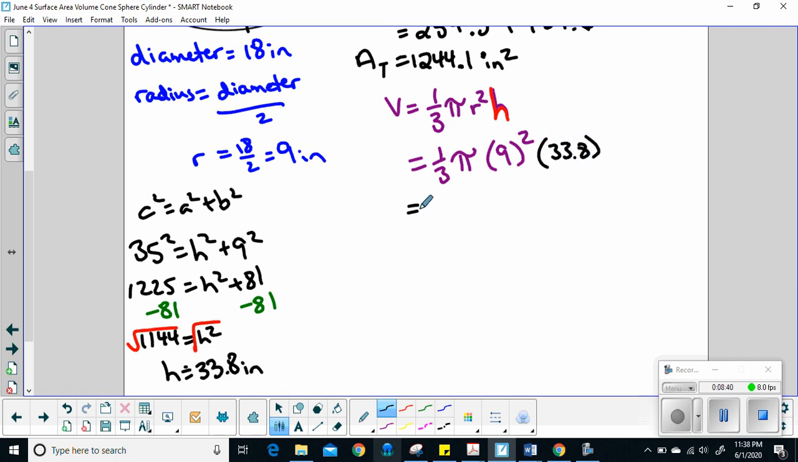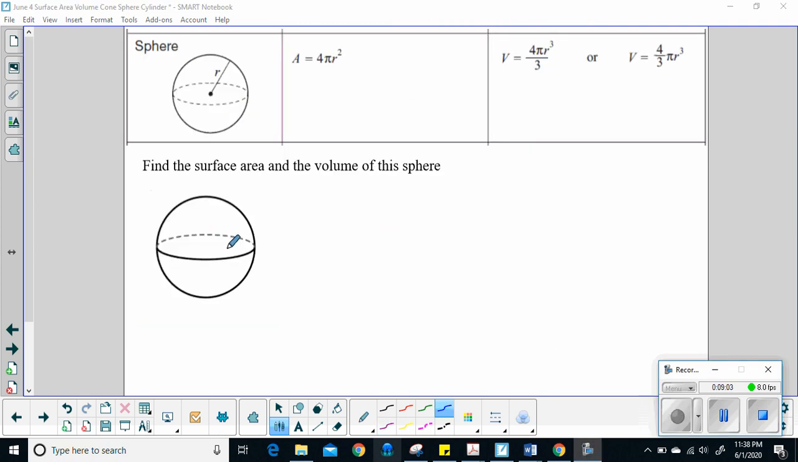33.8. So let's see, I'm going to do pi times 9 squared times 33.8 all divided by 3. So I get an answer of 2867 inches cubed. And remember, it has to be cubed because it's a volume. Good. All right, time for the sphere.